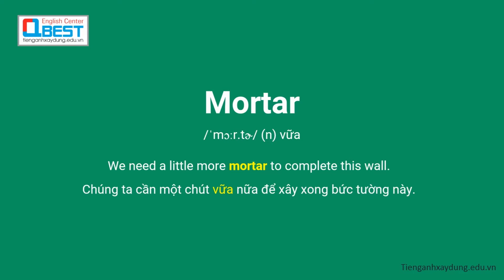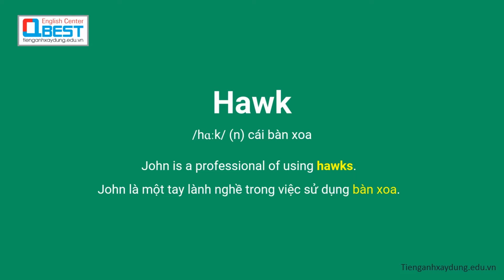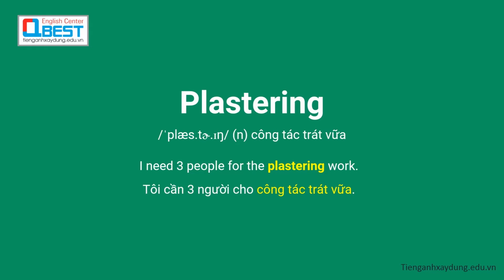Mortar. We need a little more mortar to complete this wall. Slump. The slump of the concrete is 15 cm. Hawk. John is a professional of using hawks. Plastering. I need 3 people for the plastering work.